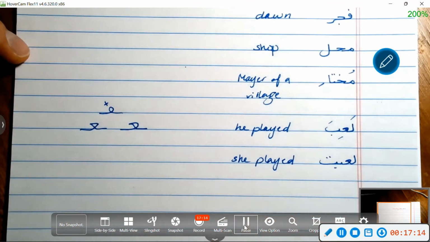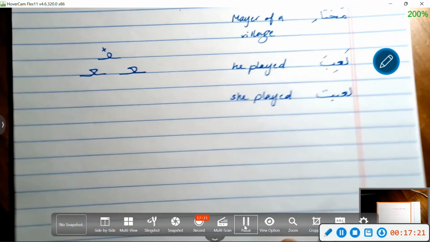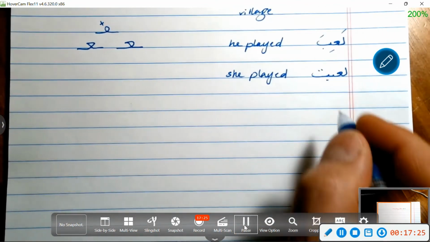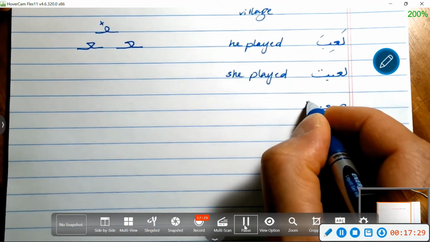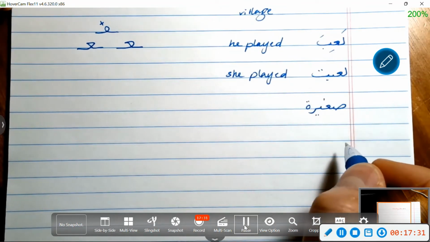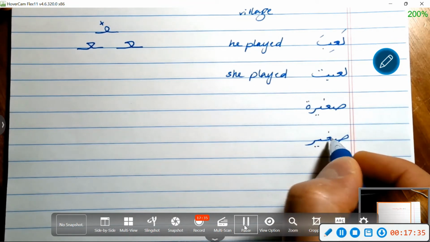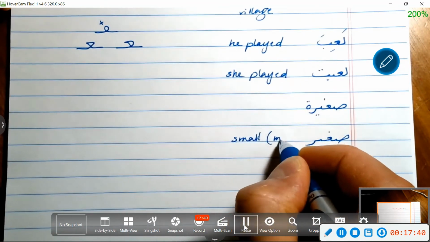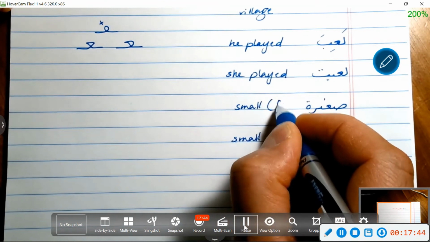Now حرف الخاء الغين I mean, we have صغيرة أو صغير. Small masculine, small feminine. This could be size-wise, صغيرة وصغيرة, and could be age-wise.